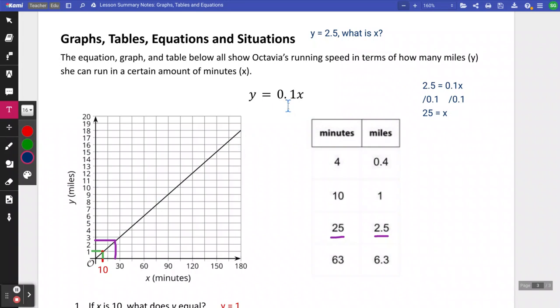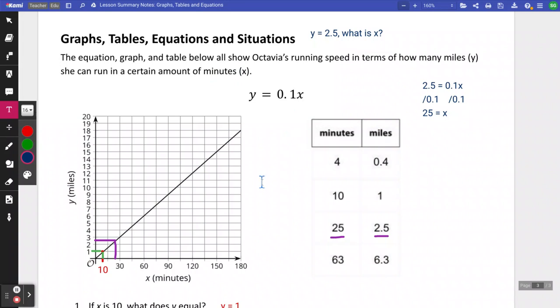And then an equation doesn't tell you any one solution the way a table and a graph do, but an equation can be used to find any solution point. So maybe Octavia decides tomorrow morning that she wants to run for 30 minutes. My table's not going to show that, but I could substitute 30 for my number of minutes using this equation to figure out how many miles she can go.